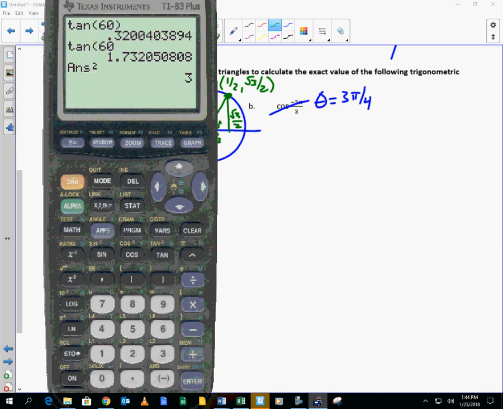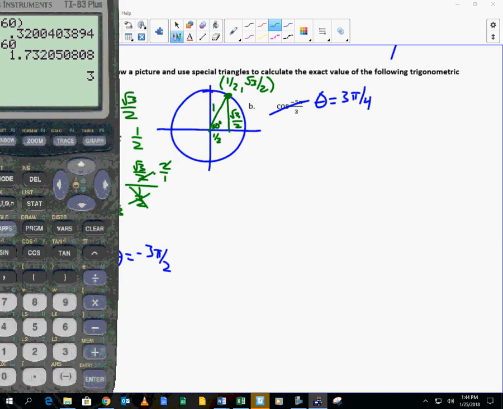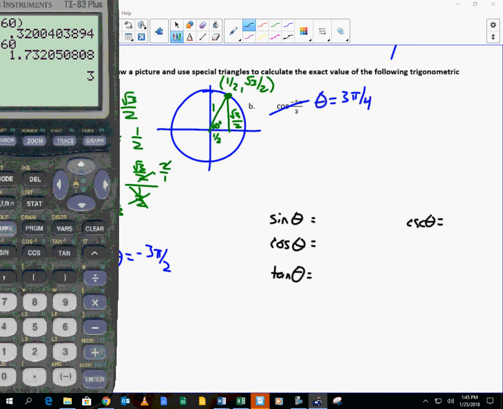Trust me. Okay, the next one, theta equals 3 pi over 4. I'm going to come up with an angle here. As I come up with the angle, I'm going to list sine of theta, cosine of theta, tangent of theta. And then I'm going to do cosecant of theta, secant of theta, and cotangent of theta. I'm going to do all 6 trigonometric functions for theta equals 3 pi over 4.